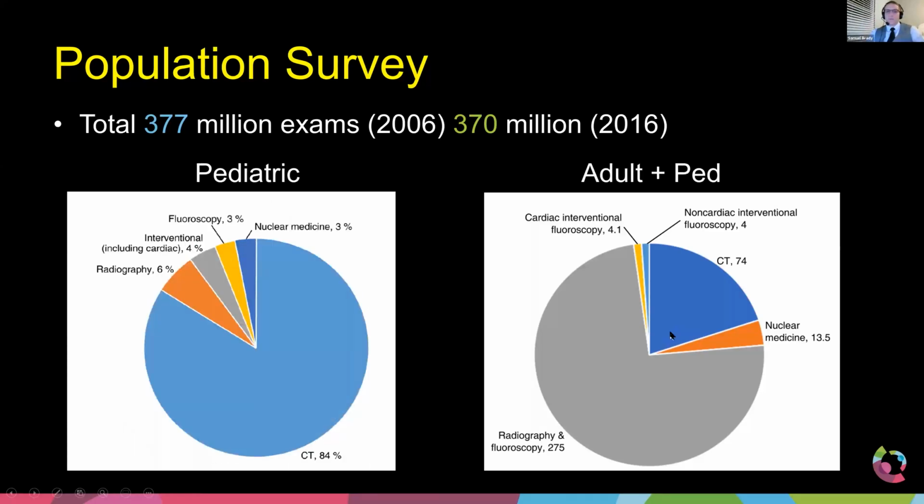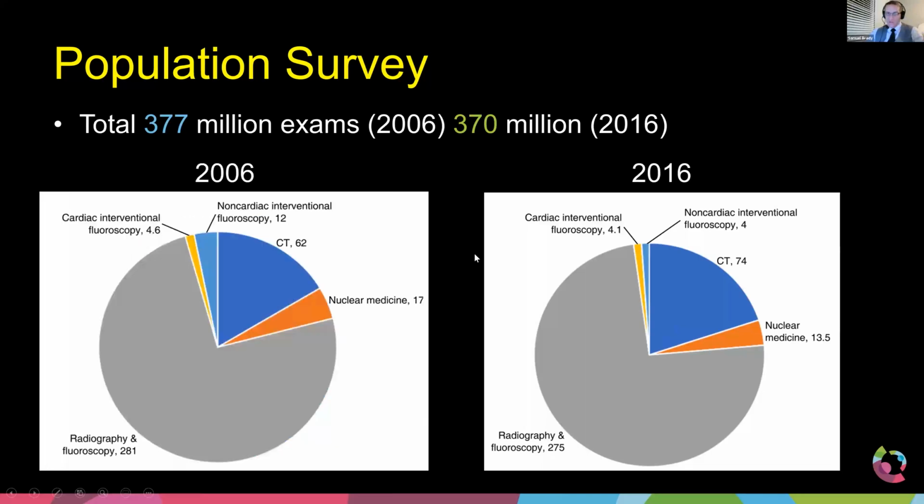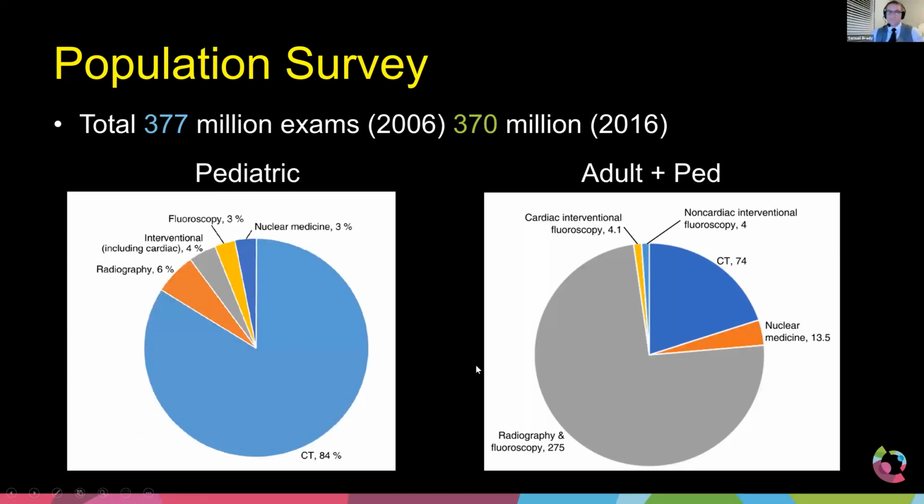This is helpful because it tells us what type of modality we're using to image mostly. So when it comes to optimizing radiation dose and image quality, you get an idea of where you should focus your efforts. Obviously, CT is increasing, and maybe, for example, nuclear medicine is decreasing.